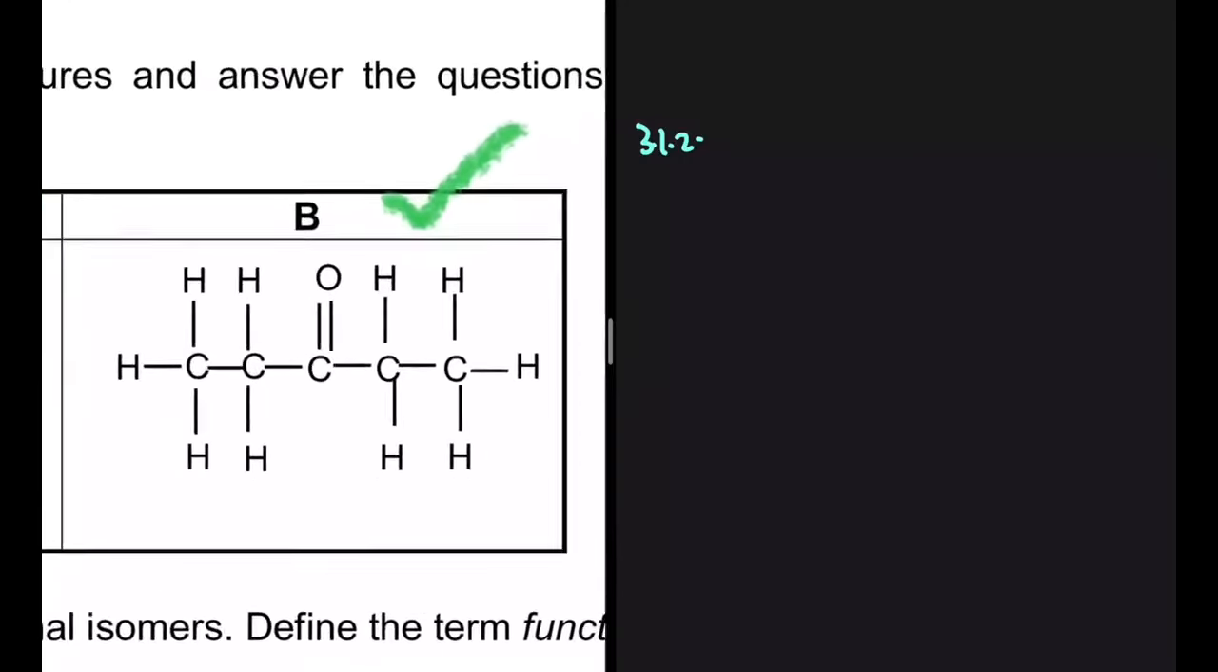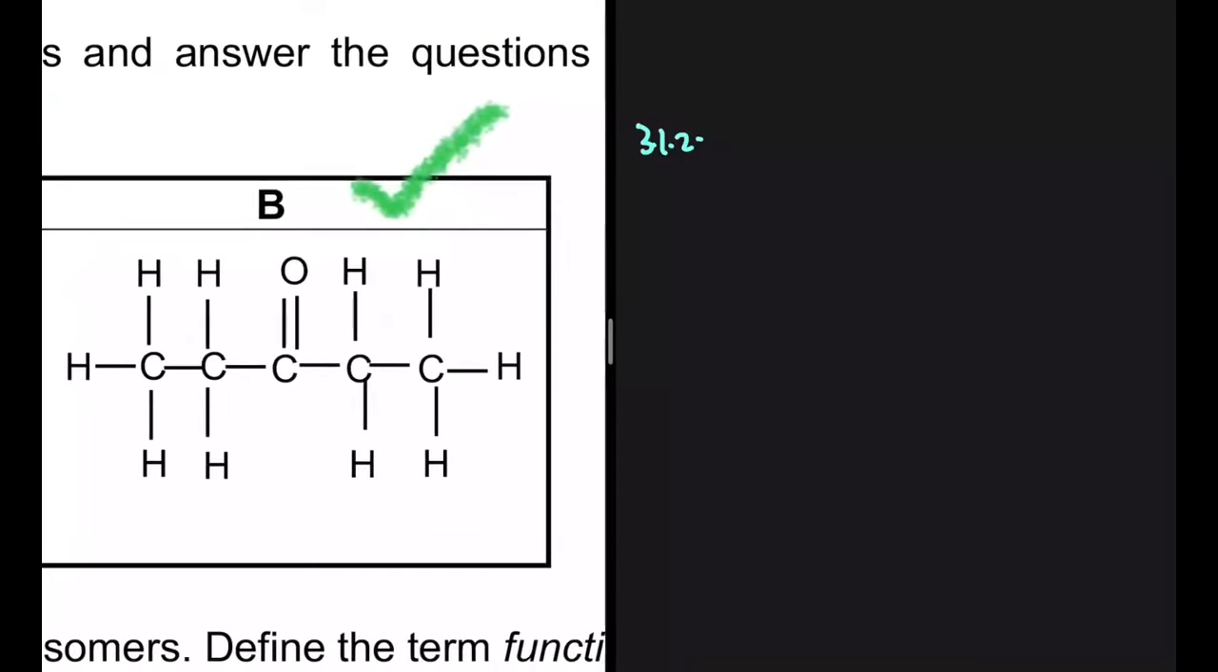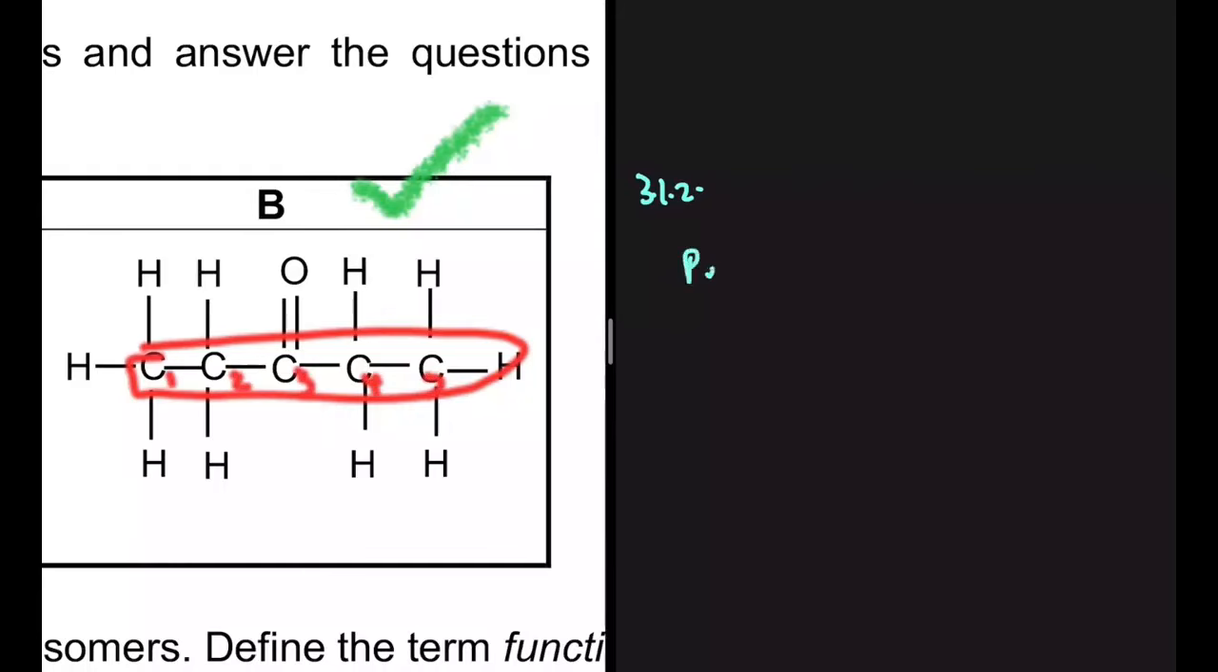Because of the structure of the functional group, compound B is a ketone. The carbon that is bonded to the oxygen is bonded to two other carbons, and because of that we can conclude that compound B is a ketone. Now what we need is the longest carbon chain. It is easy to see that this will be our longest carbon chain, with 1, 2, 3, 4, 5 carbons. So we know we have pentane.